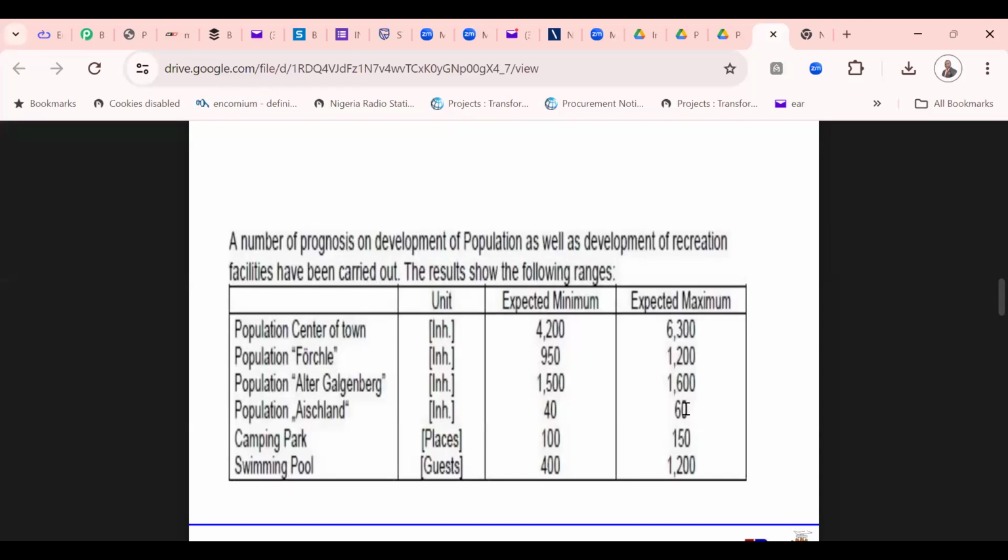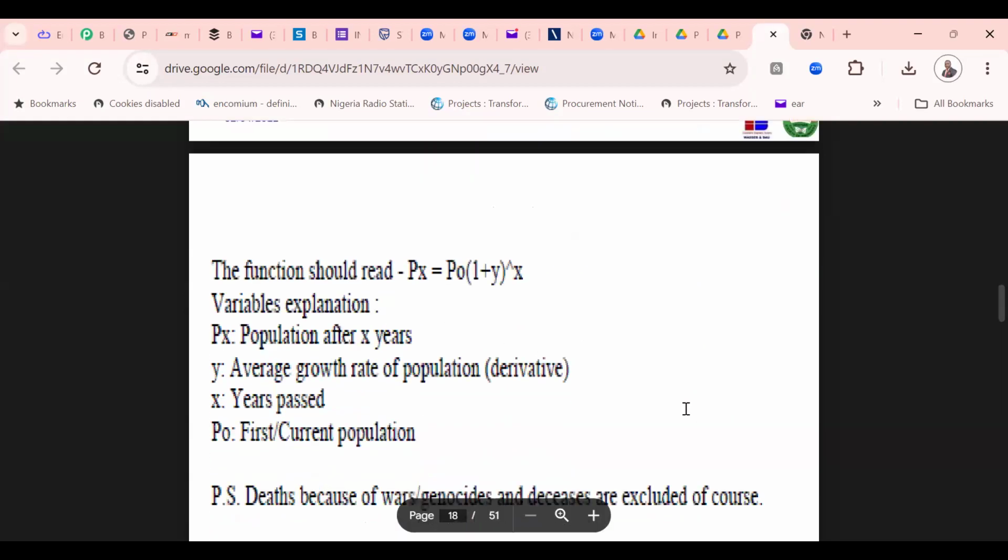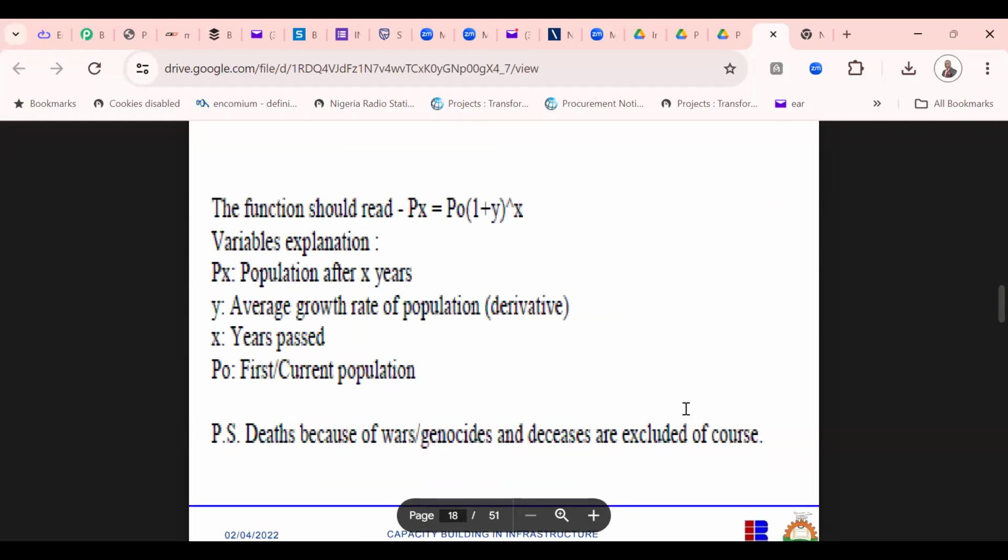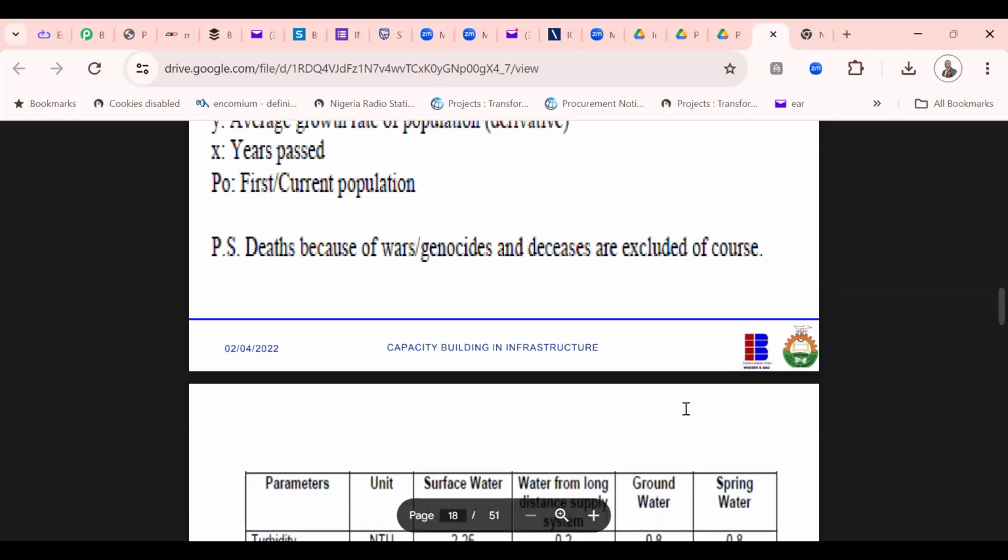Then if I'm doing it for rural areas, when I know there is rural-urban migration, I might just do it normal. So you go online, you choose the appropriate population parameters, and you extrapolate your population.